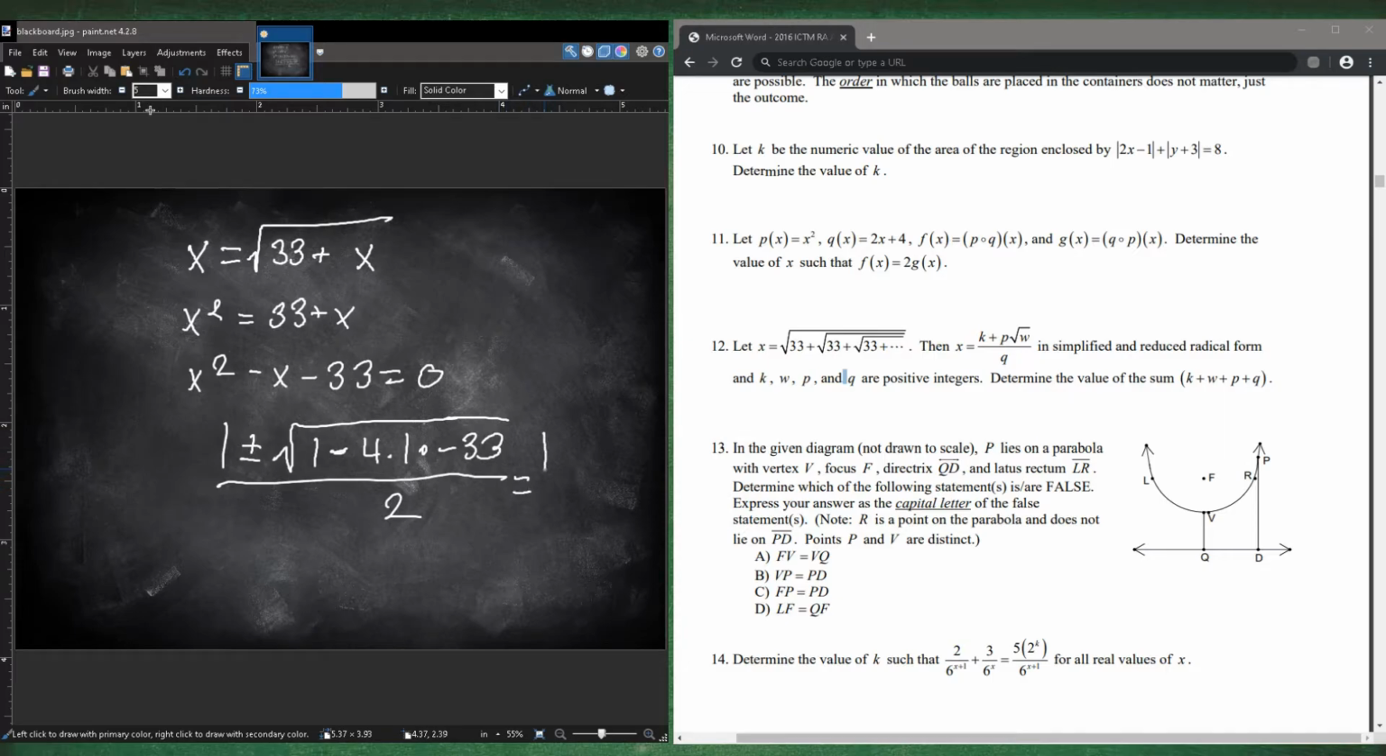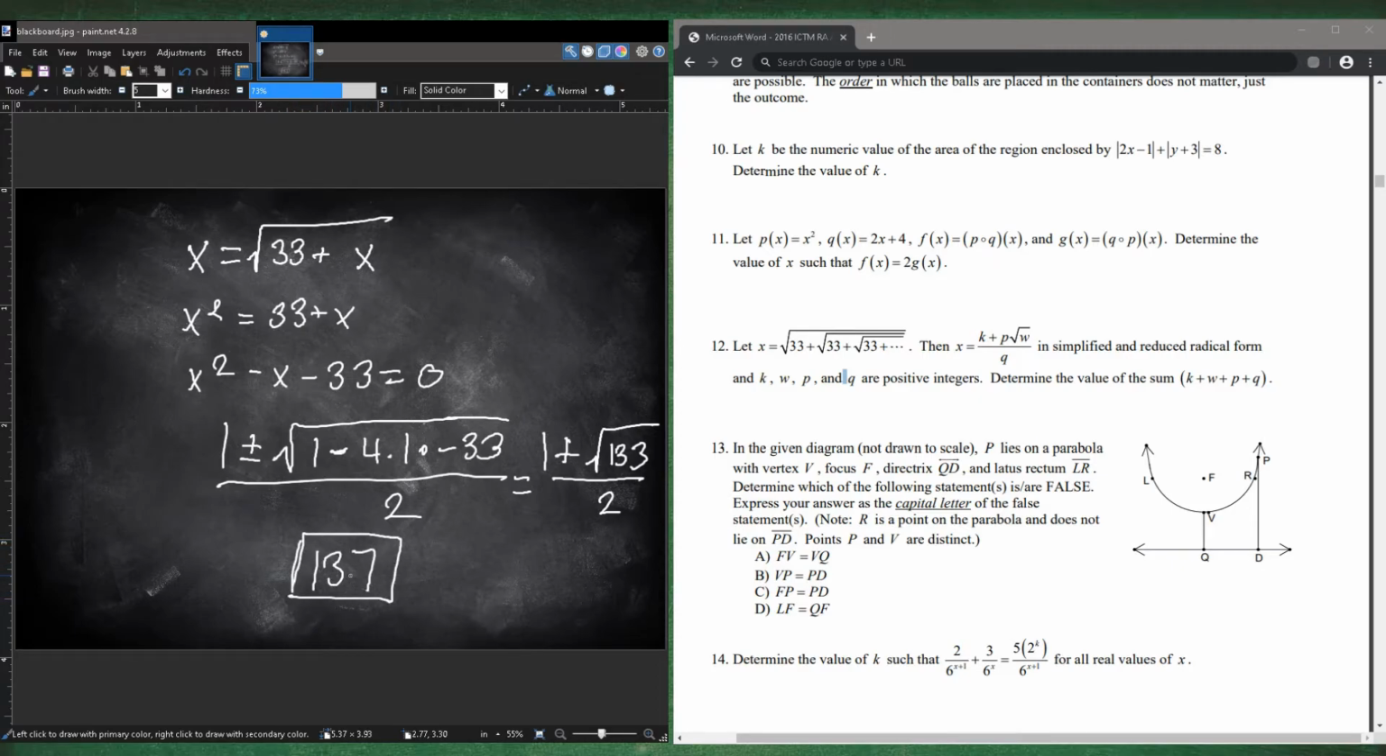So that simplifies to 33 times 4 plus 1, which is equal to 133. You can't subtract it because then it's going to get negative, so you have to add it. So plus the square root of 133 over 2. So our k is 1, our p is 1, our w is 133, and our q is 2. To add them all together, that's 1 plus 1 plus 133 plus 2. You get an answer of 137.